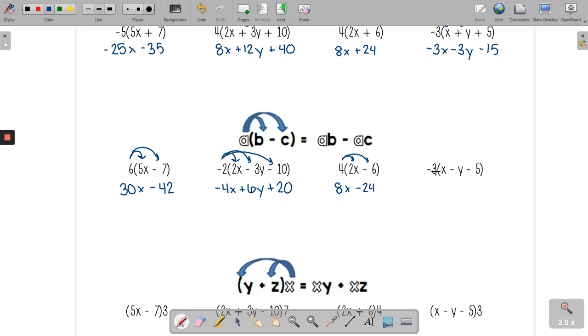The last problem here, we're taking -3 to everything inside. So -3 times x, -3x. -3 times -y is a positive 3y. -3 times -5 is a positive 15.